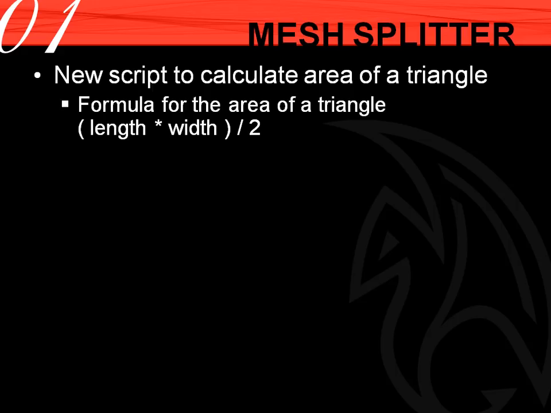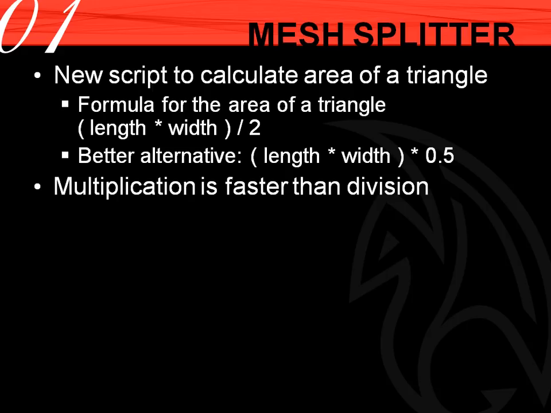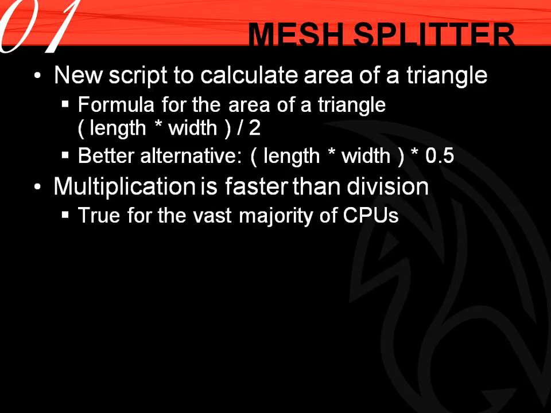in high school or even in elementary, would be length times width divided by 2. Now, a better alternative to length times width divided by 2 is length times width multiplied by 0.5. Now, the reason why is the multiplication in almost all programming languages and on the majority of CPUs is always faster than division. This is true for the vast majority of CPUs.